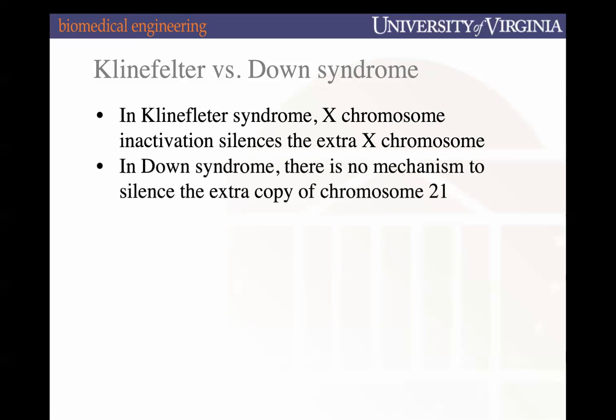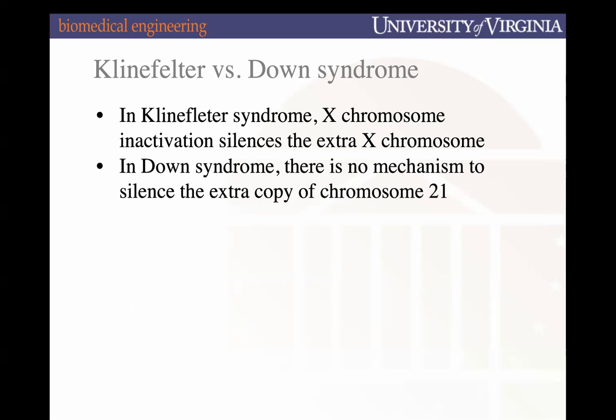With Down syndrome, there's that third copy of chromosome 21. There's no mechanism in place to inactivate that extra chromosome. And so this is part of the reason that explains why there's a greater degree of severity with Down syndrome as opposed to Klinefelter syndrome. This X inactivation is a way to deal with and handle that extra copy of the chromosome.